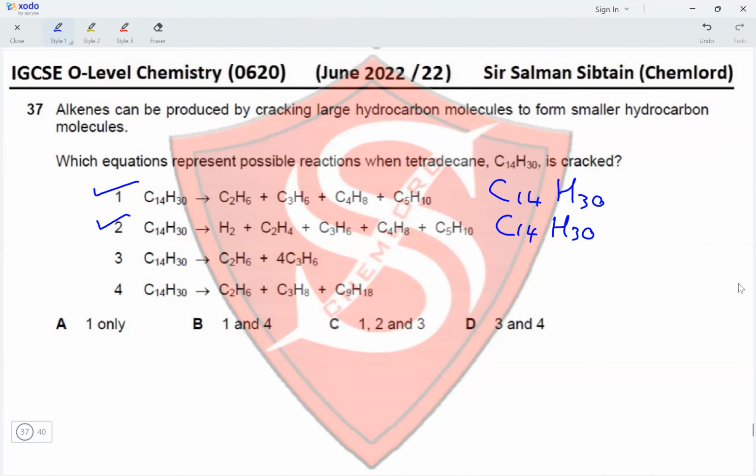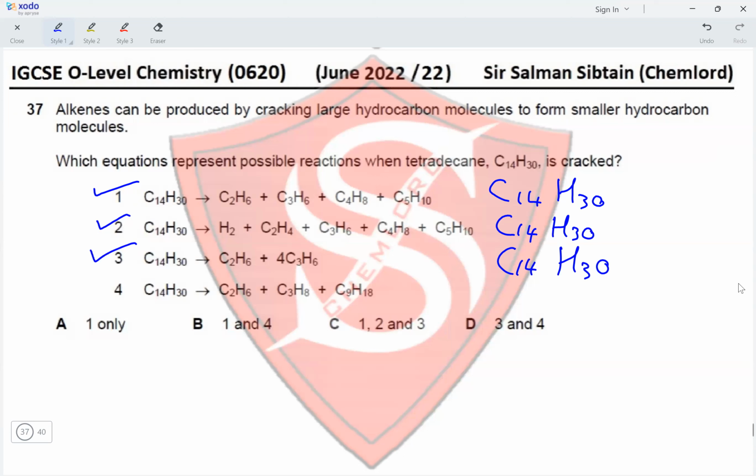The third one, we have C2H6 and 4 moles of C3H6. Okay, so 3 fours are 12, 12 plus 2, 14, C14. And as far as hydrogen is concerned, 6 fours are 24, 24 plus 6 is 30. So this is another possible reaction that can happen when C14H30 is cracked.